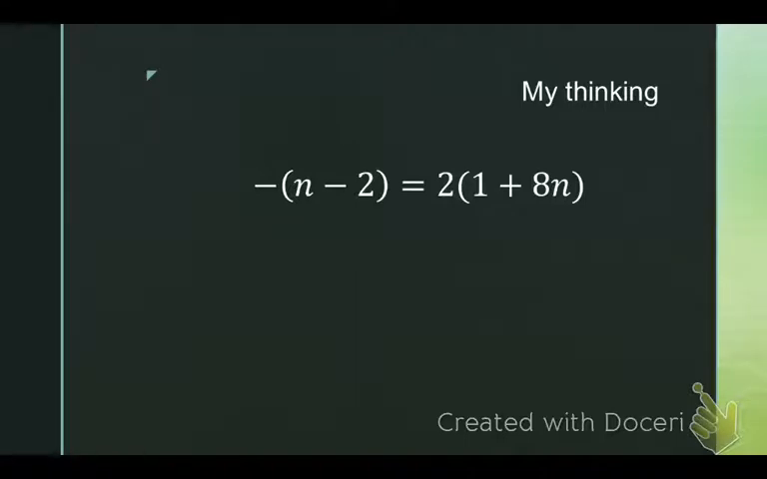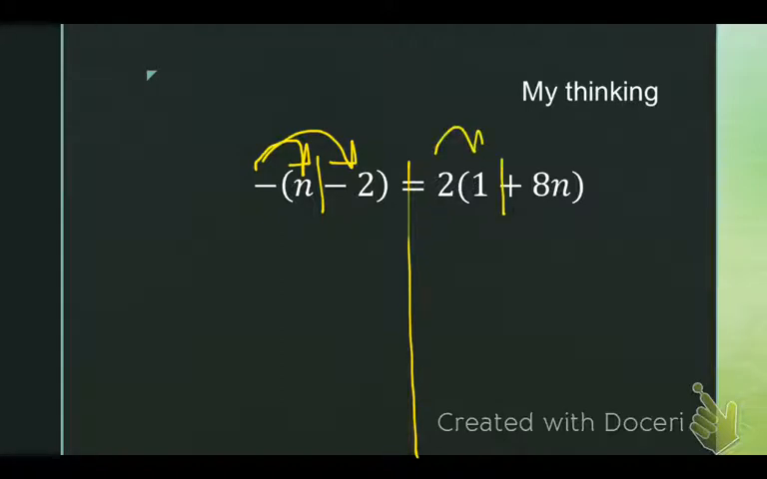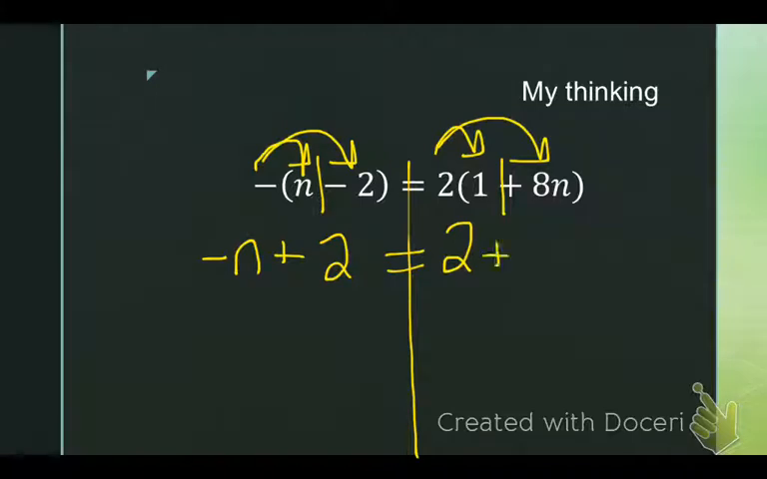So this first one right here, as you can see, we have two distributive properties. So first step is to distribute everything. So I'm going to distribute this -1 to every term inside the parentheses, and I'm going to distribute this 2 to every term inside the parentheses. So negative times n is a negative n. Negative times negative is a positive. So negative n plus 2 equals 2 times 1 is 2. 2 times 8n is plus 16n.